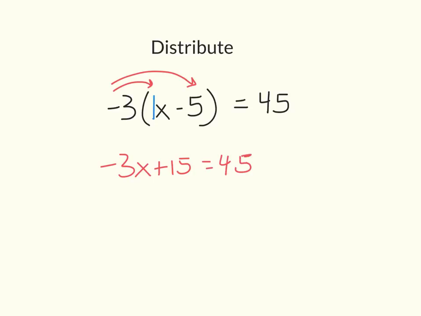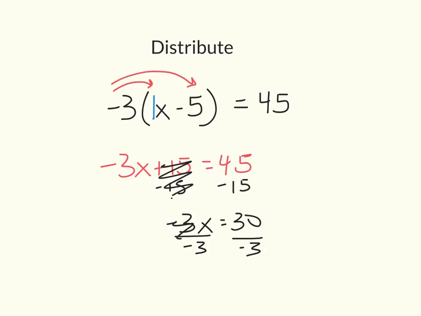From there, I use my simple solving strategies. Which is more simple, times negative 3 or plus 15? Plus 15 is more simple, so I'll get rid of that by doing minus 15 on both sides. That goes away. Negative 3x equals 30. The opposite of times minus 3 is divide by minus 3. That goes away. X equals negative 10 is the answer. Good job, guys.